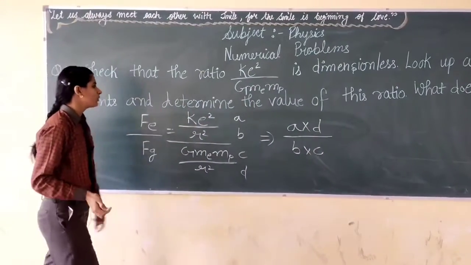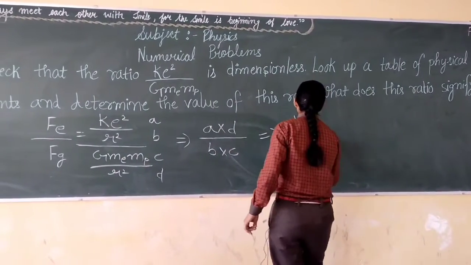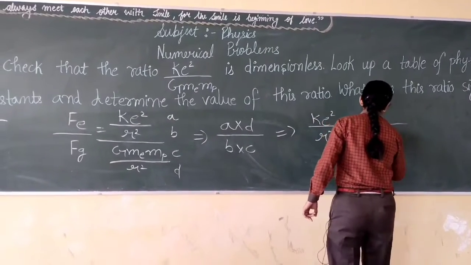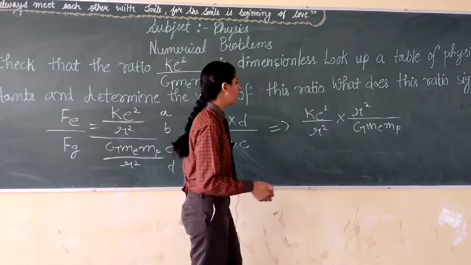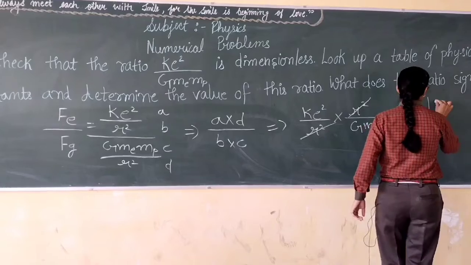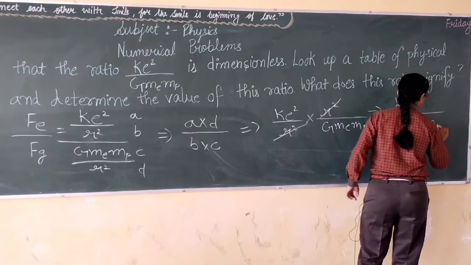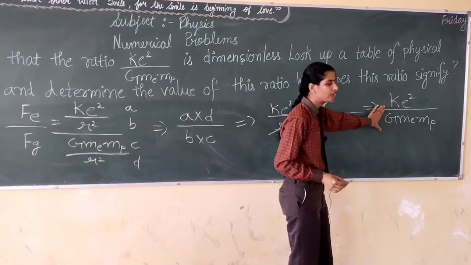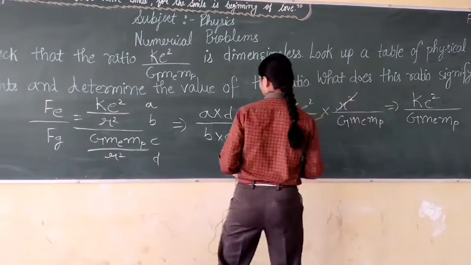Putting the values according to order, we will get ke square divided by R square into R square divided by G ME MP. Any doubt? No. Okay. R square cancels out R square and we are left with ke square divided by G ME MP. This is the ratio of electrostatic force to gravitational force. What is this ratio? Electrostatic force to gravitational force.